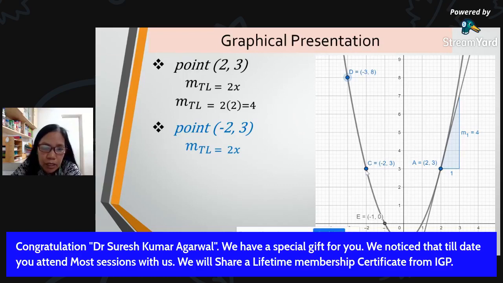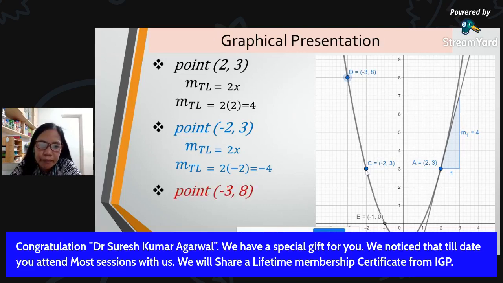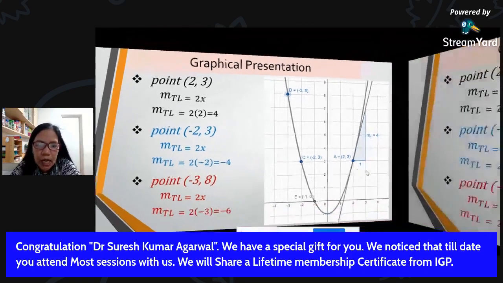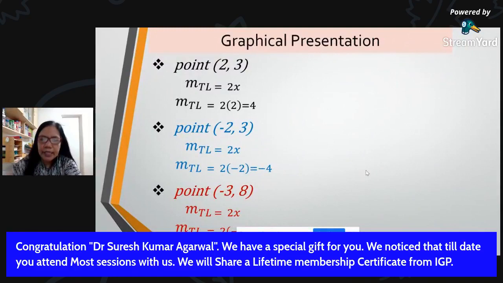So we have 2x, and then using point x = -2, we have 2 times negative 2, so the slope is negative 4. What about if we have point (-3, 8)? So getting the slope of the tangent line at that point, we have again 2x. So we have 2 times negative 3 equals negative 6. So let's check.